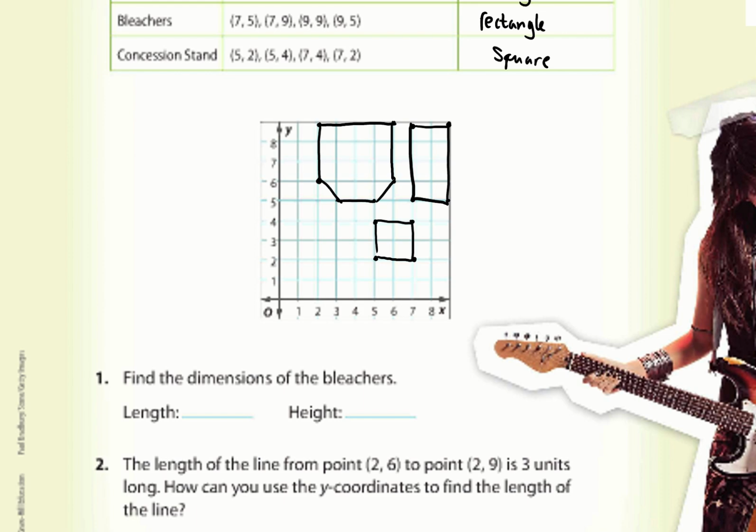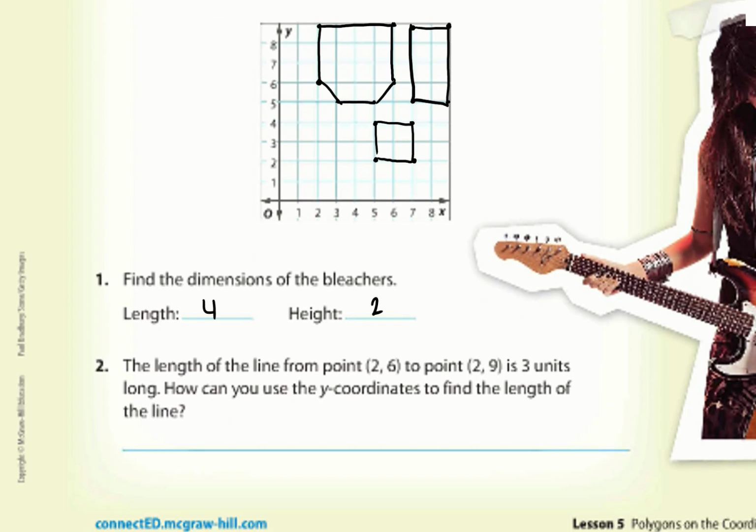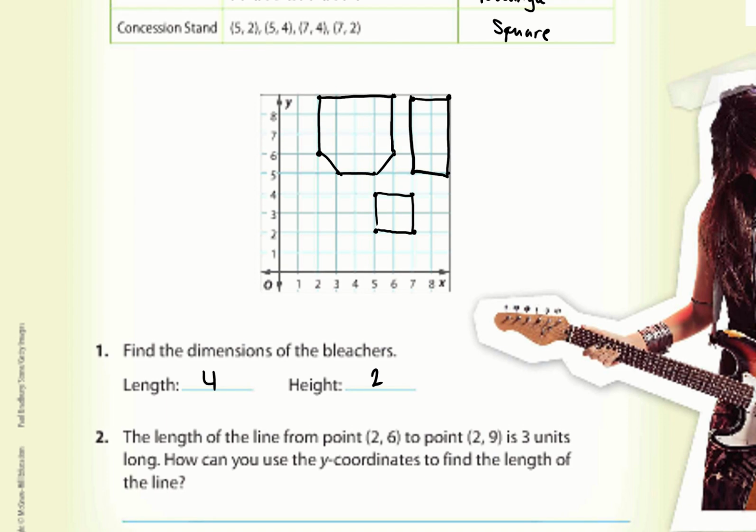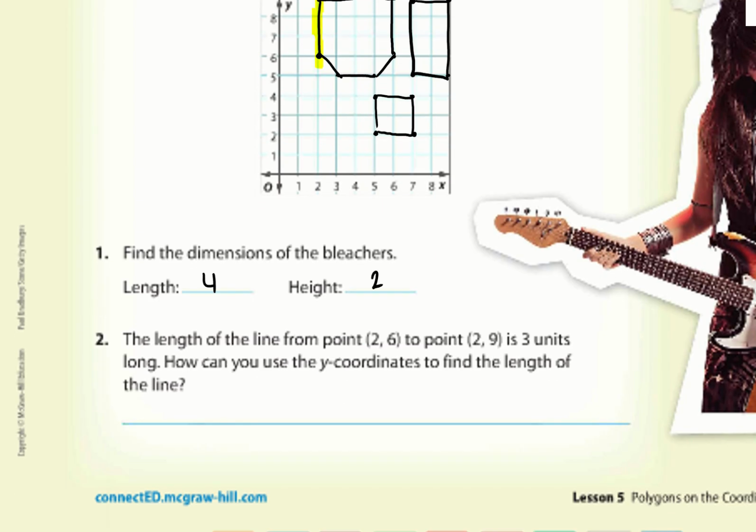So find the dimensions of the bleachers. Our length of the bleachers, we have the length here, that's going to be 4, and our height is going to be 2. The length of the line from point (6, 6) to point (6, 9) is 3 units long. So from (6, 6) to (6, 9) here is 3 units long.